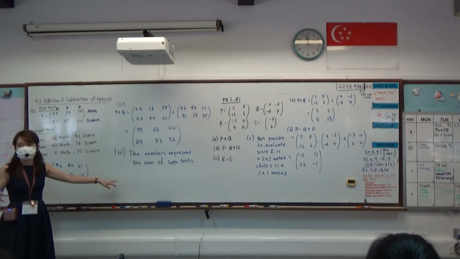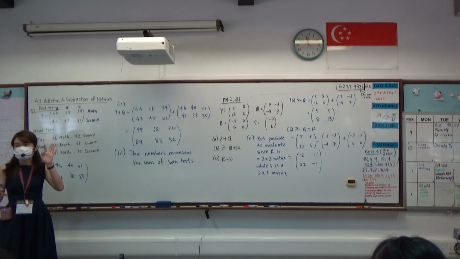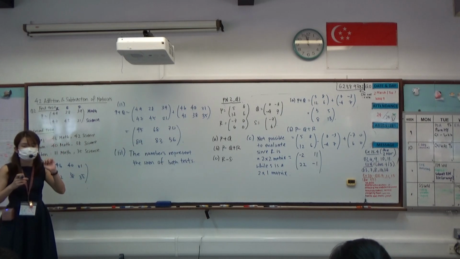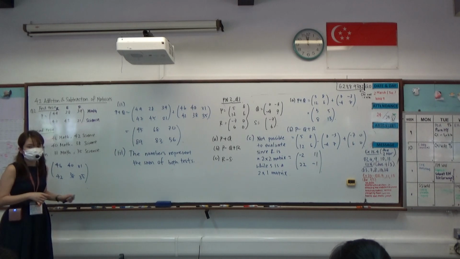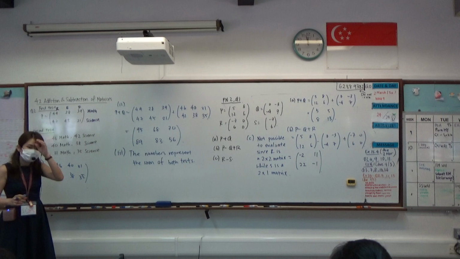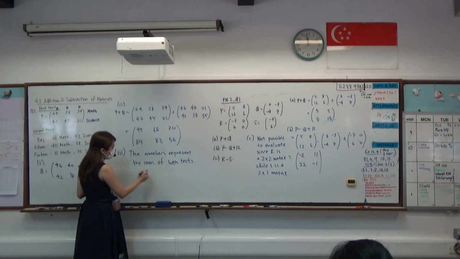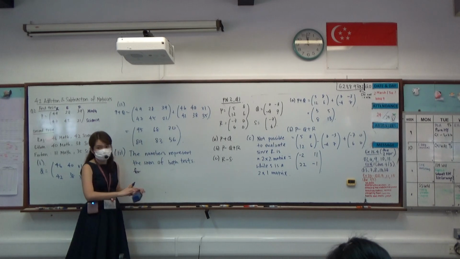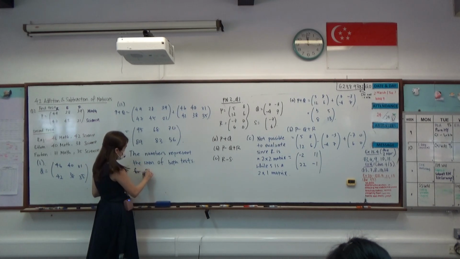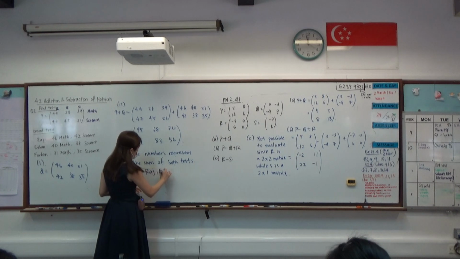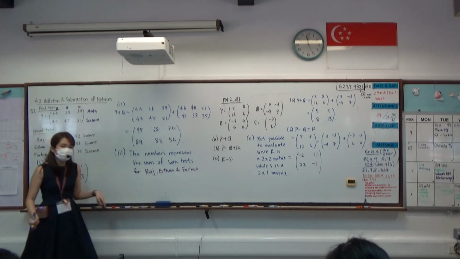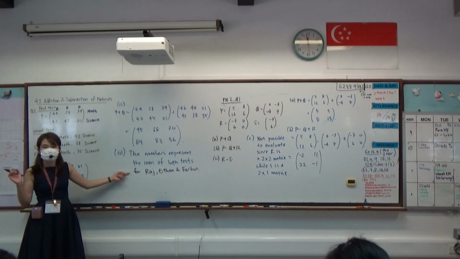How many of you think that you will also be writing this? Who thinks that you're not going to be writing this? Then what would you write? Okay, it is the sum of both tests for Raj, Ethan, and who else? Farhan. Okay, for Raj, Ethan, and Farhan. How many of you will actually continue writing this sentence?